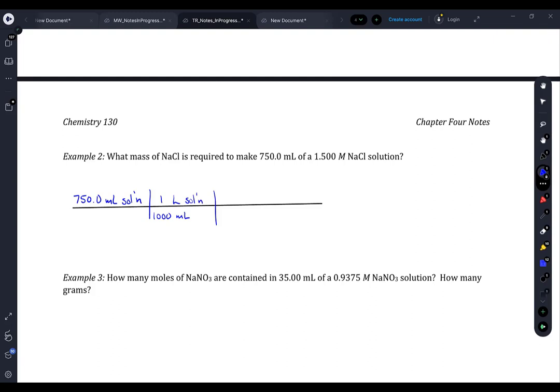Now what do? We're trying to get to grams of sodium chloride. So to get to grams, I need to go through moles, and I'm going to use the molarity. So what needs to go in the denominator here? Yeah, for every 1 liter of solution, there is 1.500 moles of the solute. And what's the solute in this problem? NaCl, good. And finally, a mole of NaCl has a mass of 58.44 grams.